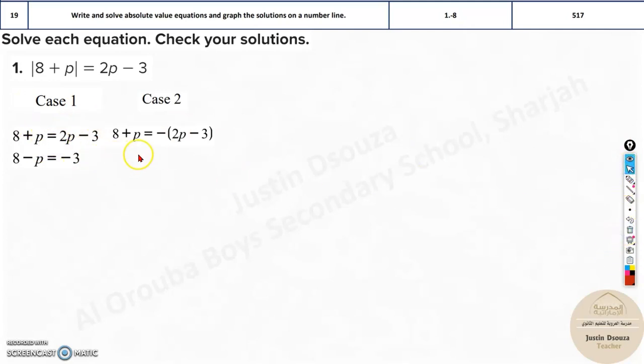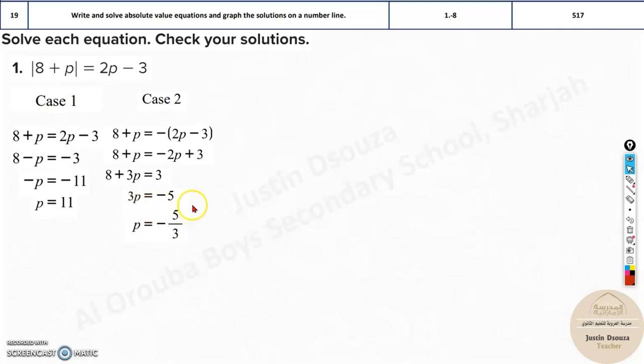Plus minus 3. Now here what happens? Substitute the minus sign inside. Now minus p is equal to minus 11, or p is equal to 11. Over here, this goes to the other side, becomes 3p equals 3, and simplify. Here you got the answer, but here you need to take this to the other side and then multiply, and you will get the answer. So this is the thing.